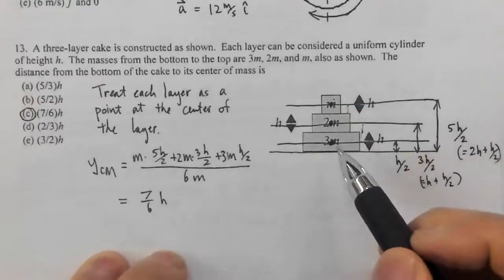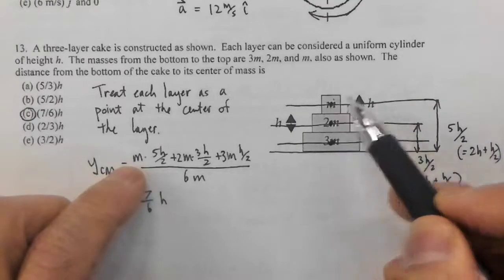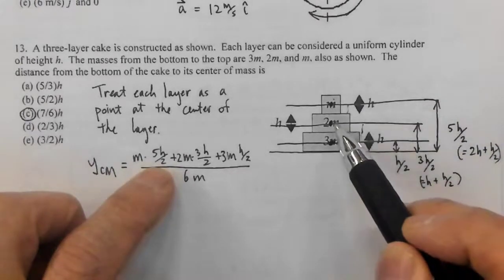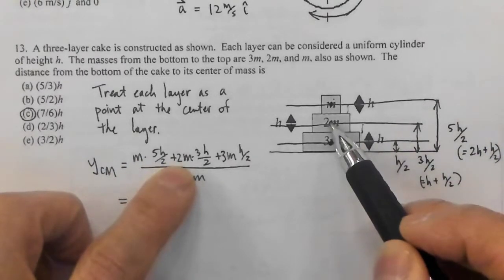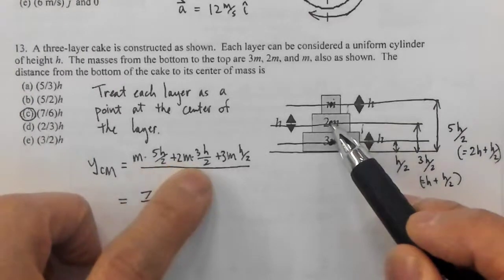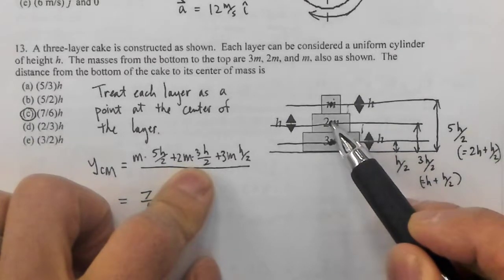And then I do, okay, let's do the top layer. So I have a mass of m. Its height is 5/2 h. Okay, then I add the middle layer, its mass is 2m, times its height, which is 3/2 h. Okay. Everybody still with me on this? No? Anybody have a question?